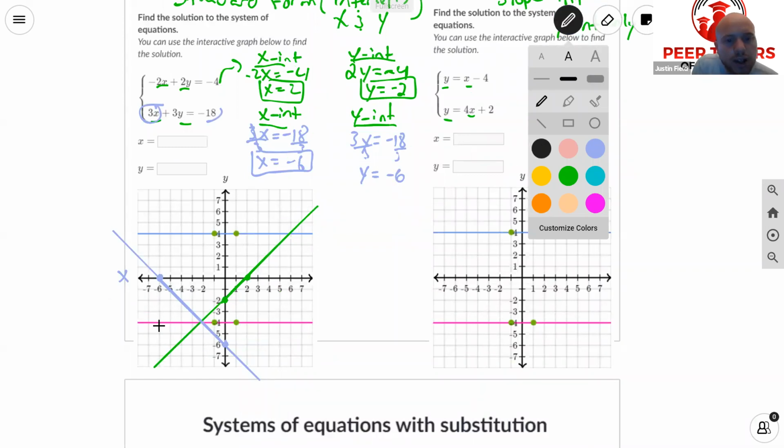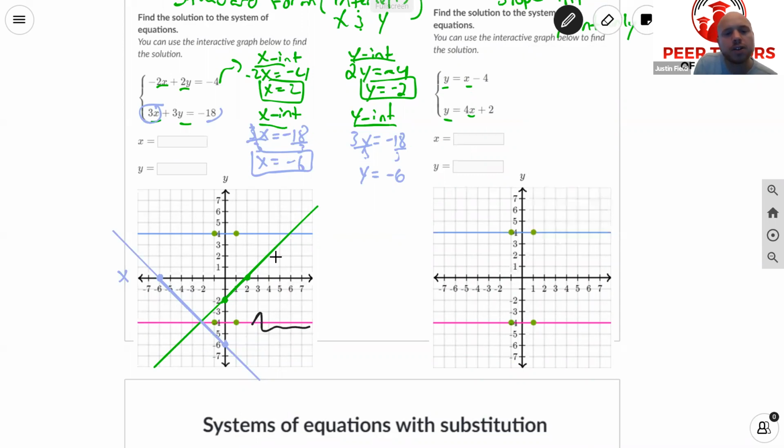And ignore these 2 lines. They're just part of the computer problem. But right there is the solution. Remember in the first problem we just did, the solution was a coordinate. Well, that's the coordinate where the lines intersect. So it looks like negative 2, 4, negative 4. That is the solution. So we put negative 2 for x and negative 4 for y.